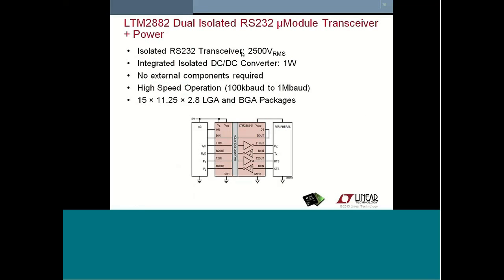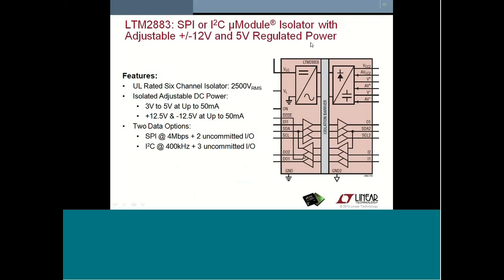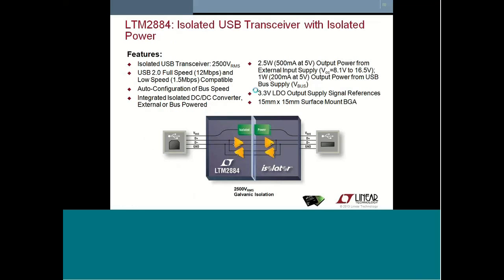The same with RS232. The same with SPI or I2C micro module isolators. By the way, the isolator barrier is 2.5 kilovolts RMS, so that's a lot. And just recently, we introduced to the market the isolated USB transceiver, with the same isolation, with 2.5 watts of isolated output power.